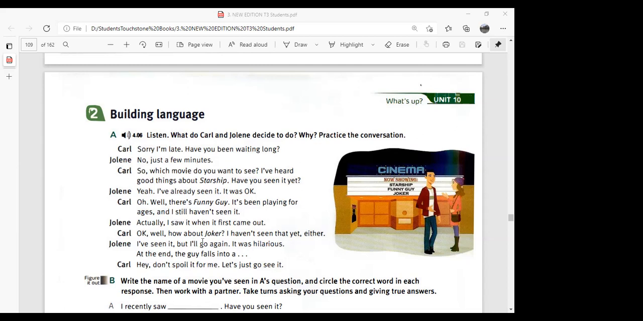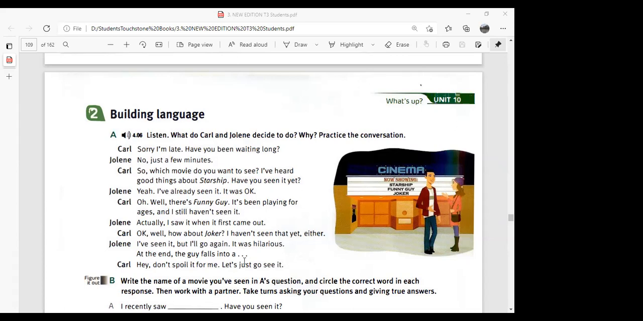Sorry I'm late. Have you been waiting long? No, just a few minutes. So, which movie do you want to see? I've heard good things about Starship. Have you seen it yet? Yeah, I've already seen it. It was okay. Oh, well, there's Funny Guy. It's been playing for ages, and I still haven't seen it. Actually, I saw it when it first came out. Okay. Well, how about Joker? I haven't seen that yet either. I've seen it, but I'll go again. It was hilarious. At the end, the guy falls into a... Hey, don't spoil it for me. Let's just go see it.